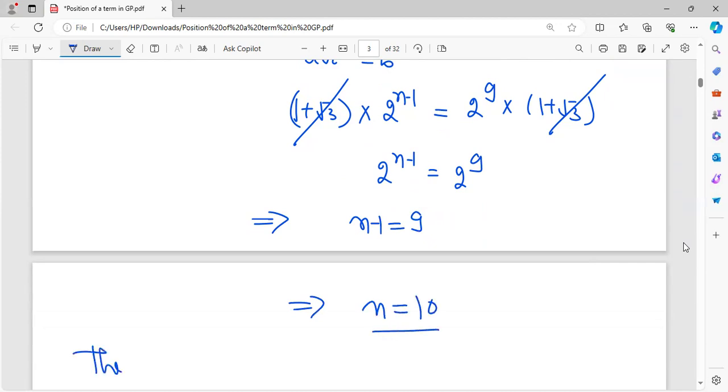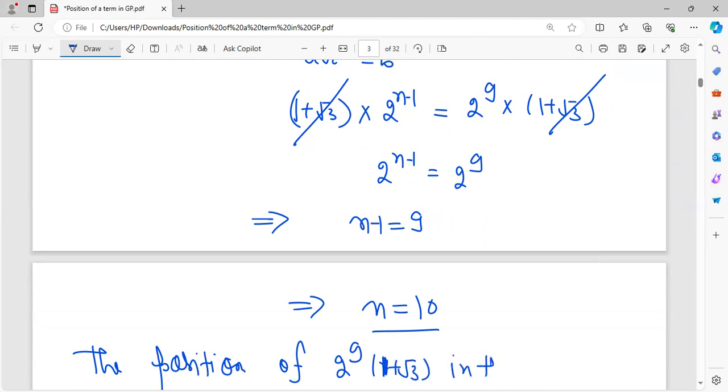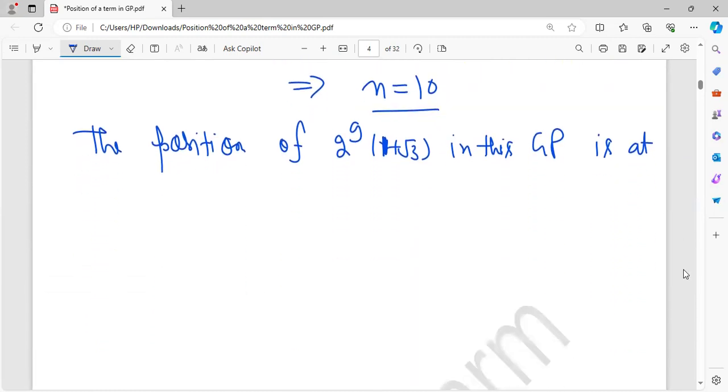The position of 2 to the power 9 times (1 plus root 3) in this GP is at the 10th place.